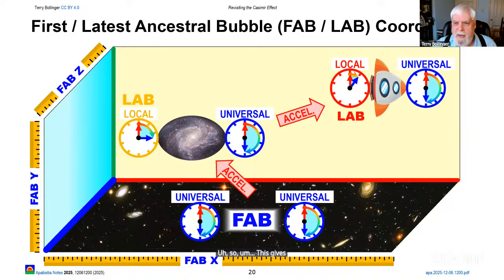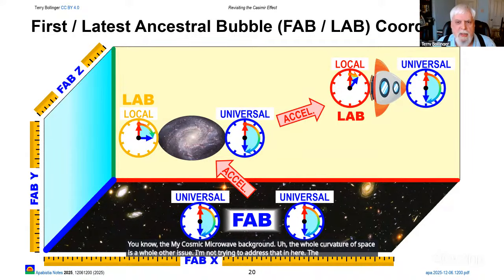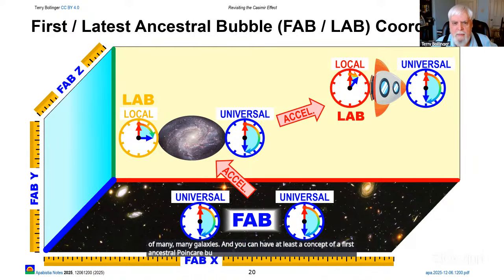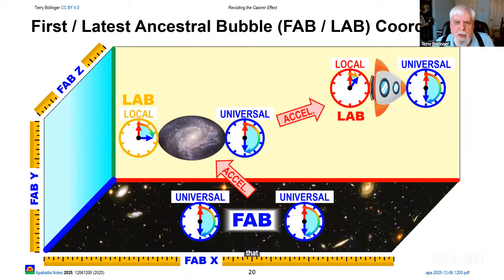This gives you this idea, if you extend it large enough, that you can really go all the way back to something approximating the cosmic microwave background. The whole curvature of space is a whole other issue. I'm not trying to address that here. The point is that you have Euclidean definitions that can go over extremely large spaces of many, many galaxies. And you can have at least a concept of a first ancestral Poincare bubble. That is a first inertial frame bubble that has all these shared definitions.